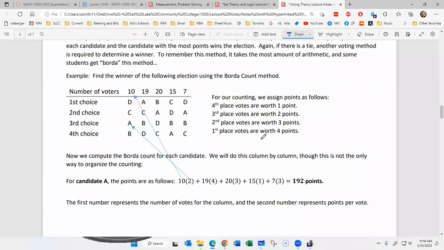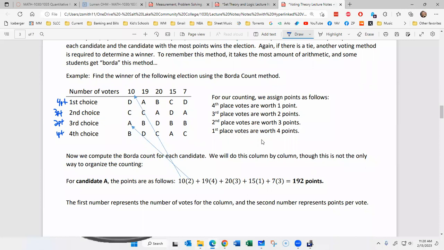The Borda count. You take the 4th place, give it 1 point. 3rd place, 2 points. 2nd place, 3 points. 1st place, 4 points. The Borda count's the only one that uses all the different types of voting, 1st, 2nd, 3rd, and 4th, and calculates a score. So for the Borda count, there's 2 ways. You can go by columns. So these 10 people voted A 3rd place, worth 2 points. The 19 people, 4 points, etc.